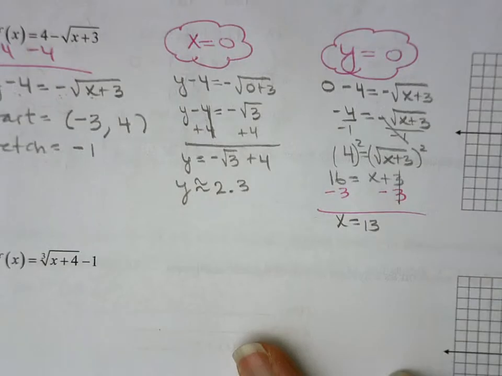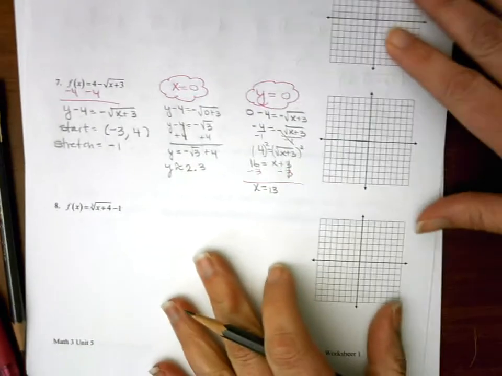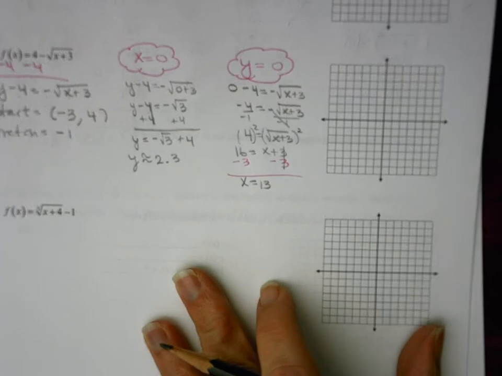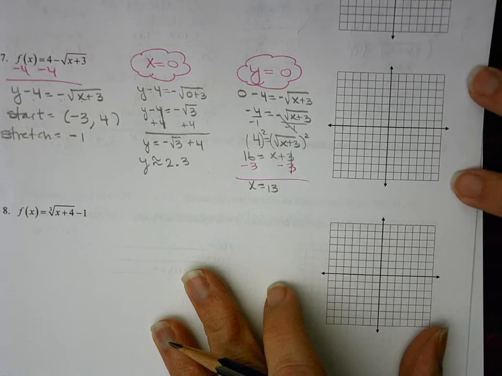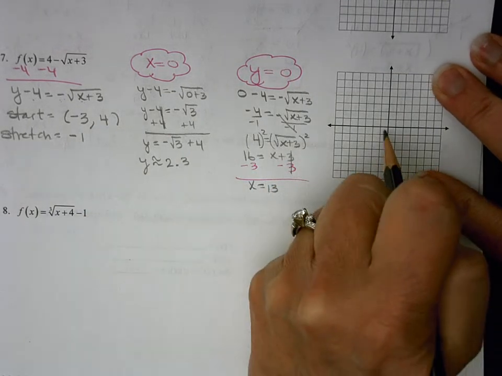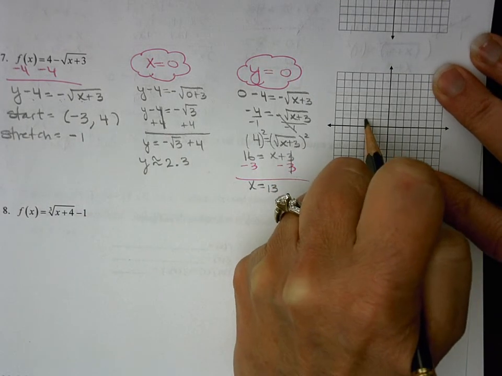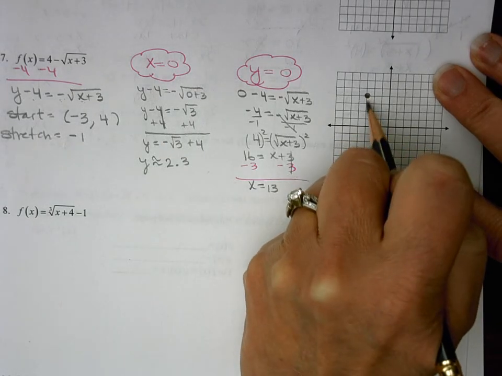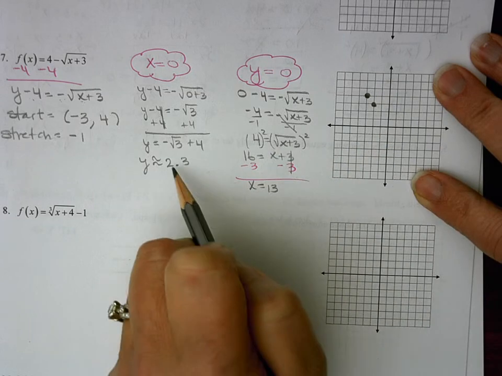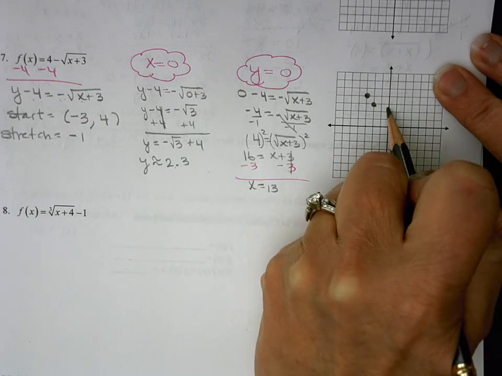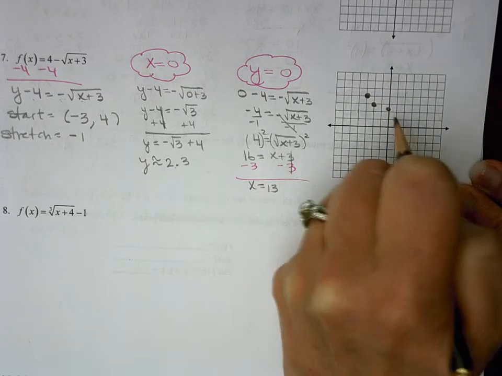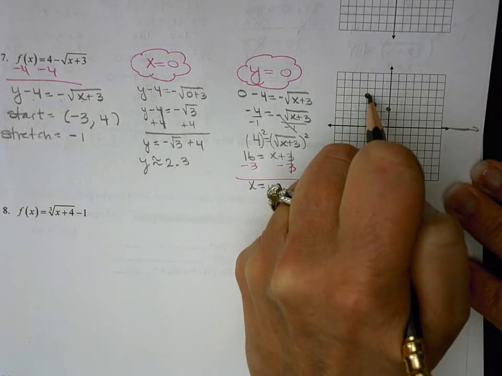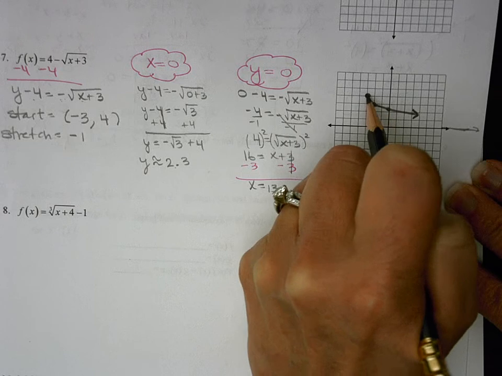Okay, so now I'm going to go ahead and graph this. So let me zoom out a little bit so I can get everything in. Okay, so I have a start at -3, 4. A stretch of -1, so down 1 over 1. I have a y-intercept of 2.3, and then an x-intercept of 13. So that's like way out here. It's going to cross, so I'm not going to really be able to show that, so I'm just going to graph to there. Okay.